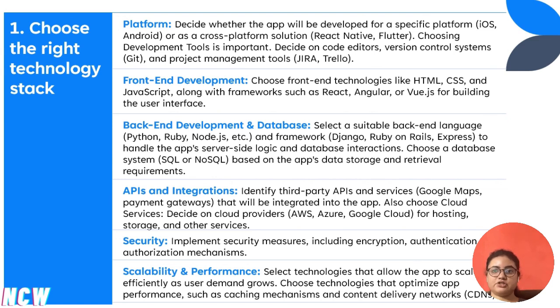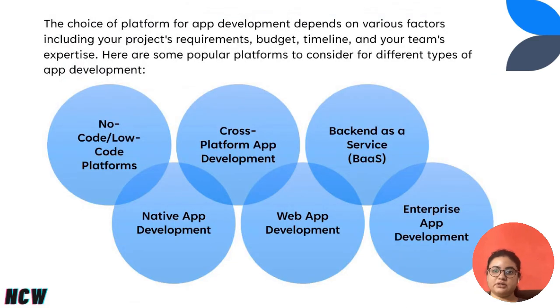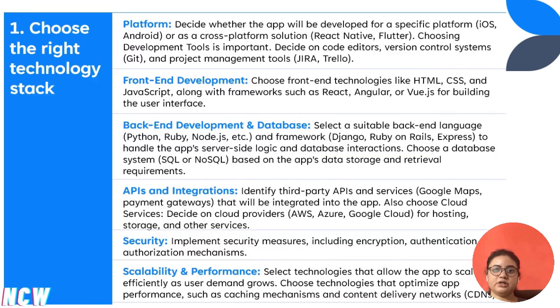For APIs and integration, you can identify third-party API services like Google Maps and payment gateways that will be integrated into your app. For cloud services, you can choose AWS, Azure, or Google Cloud for hosting, storage, and other services. For security, you can implement security measures like encryption, authentication, or authorization mechanisms.